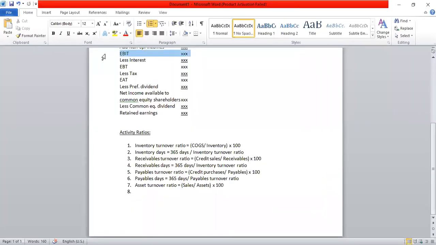EBIT is the profit which is available to all the investors, already discussed. So whether EBIT is sufficient, yeah.